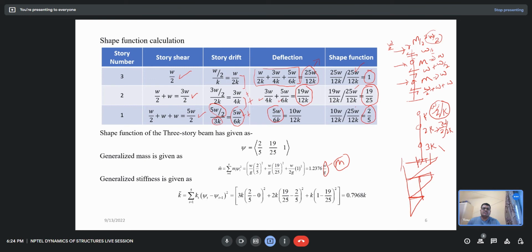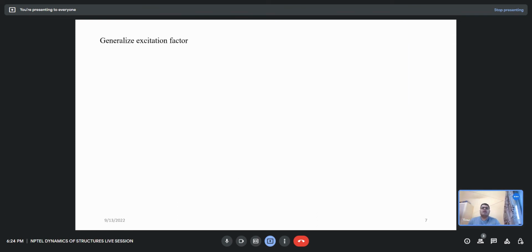Now the generalized stiffness, the same procedure we discussed in the last question. So write 3K times (2 by 5 minus 0) squared, plus 2K times (19 by 25 minus 2 by 5) squared, plus K times (1 minus 19 by 25) whole squared. That comes out to 0.7968 K. Okay, and also the generalized excitation factor, which comes out to be the summation of m_i psi_i. If you put in these values, you will get the factor 1.66 times m.